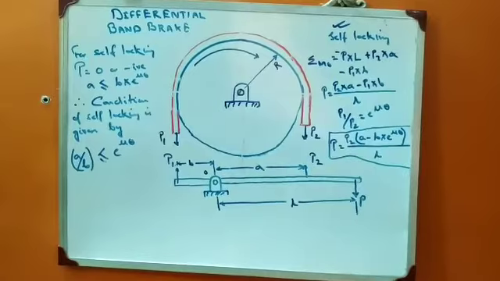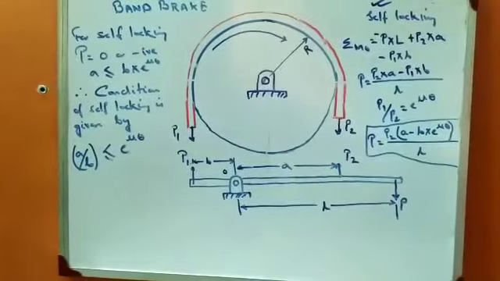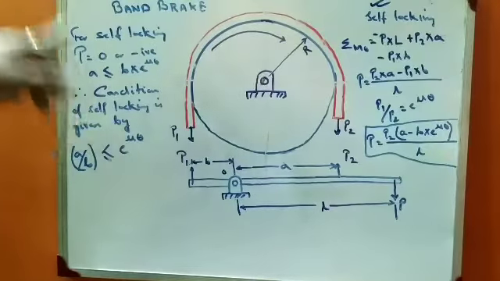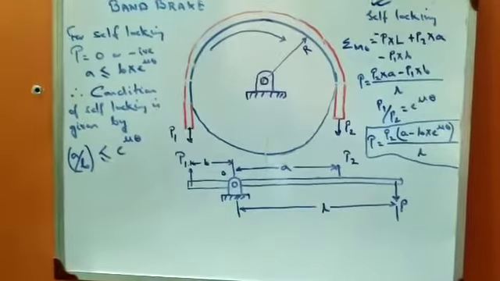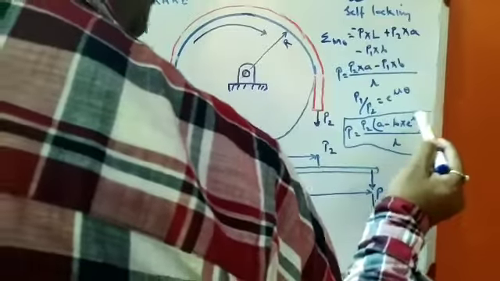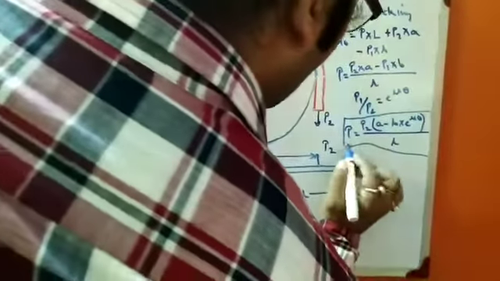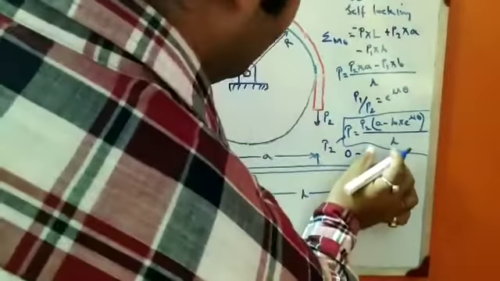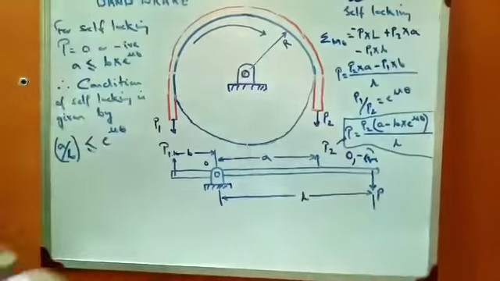Now for the self-locking criteria, what we could see is that P has to be 0, that is, the applied load has to be 0 or negative. That is possible only when A is less than or equal to B into e to the power mu theta. If you see this equation, if A is less than B into e to the power mu theta, then this load will become 0 or negative. So this is the condition.